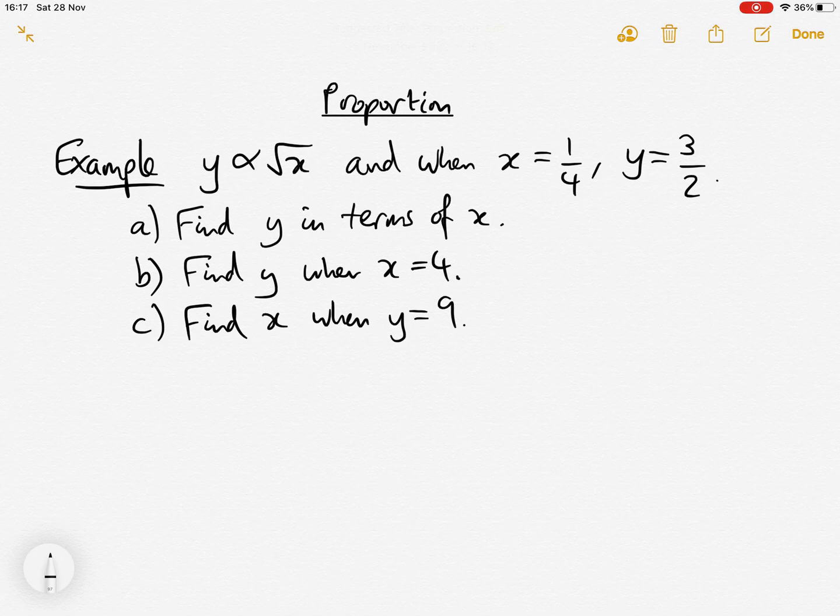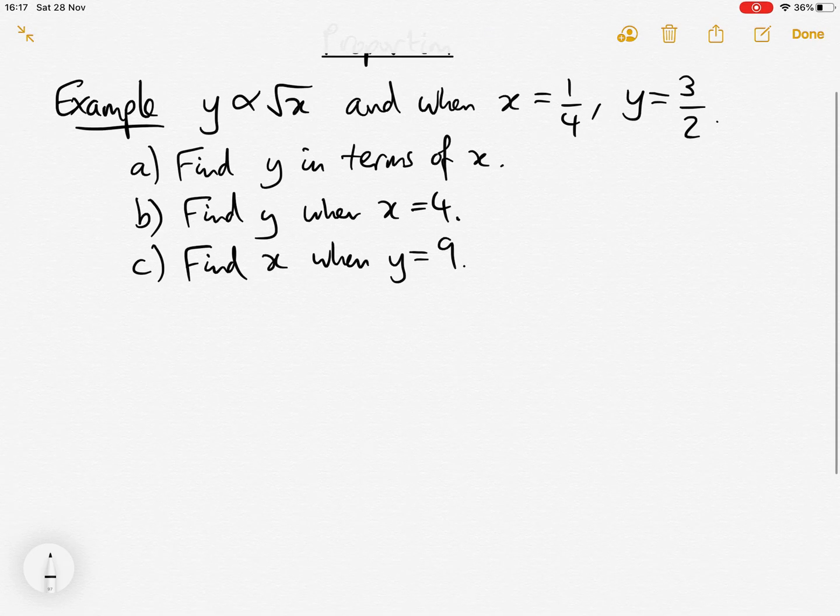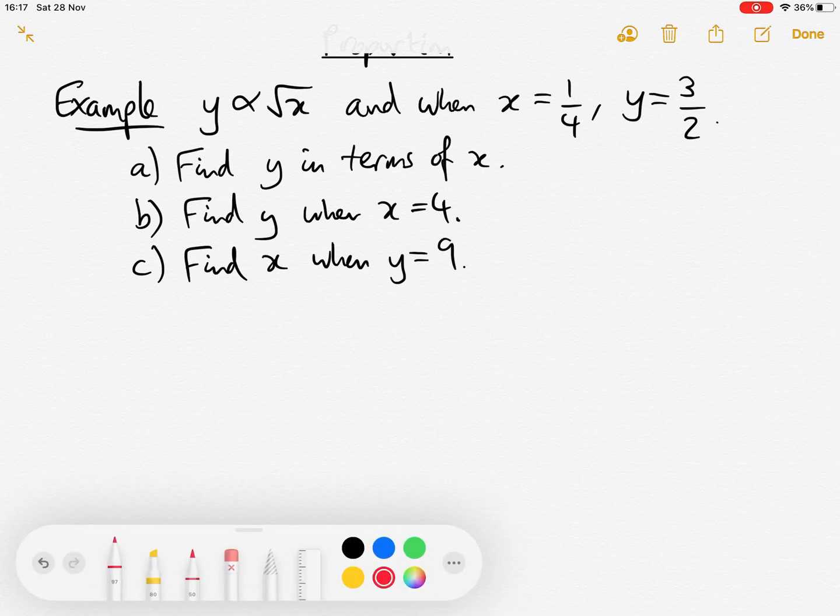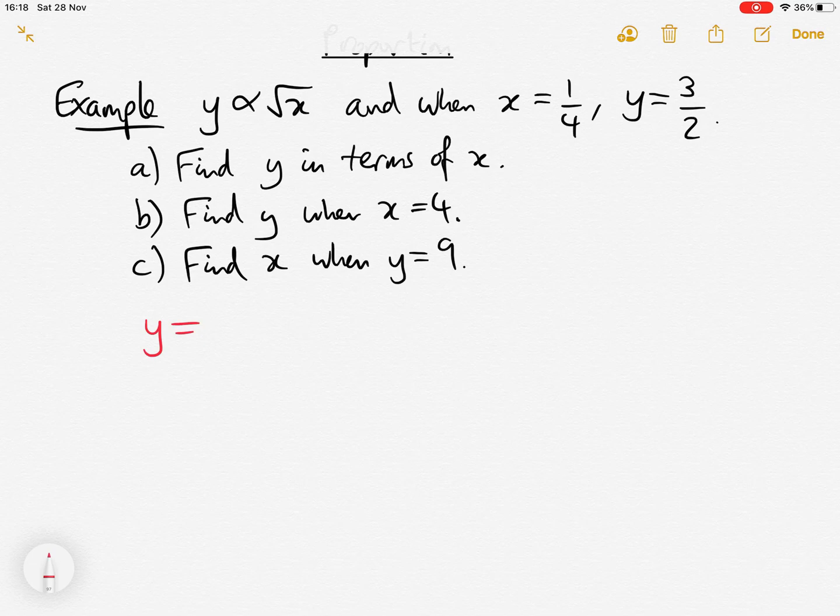Okay, so let's see, what do we need to do first? Well, we're told y is proportional to the square root of x. So what does it mean to be directly proportional? It means y is equal to k times the square root of x. So step one in a question like this is always to write down a formula for y in terms of the other variable with this constant of proportionality k.